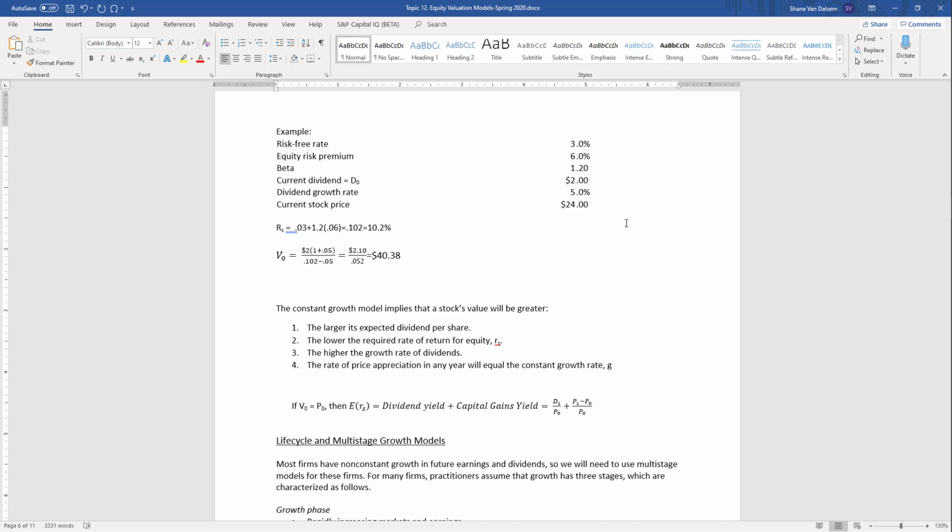So the current stock price is $24. We would say that this stock is, if our calculations are correct and our assumptions are all correct, currently undervalued, since the price today is less than the intrinsic value.